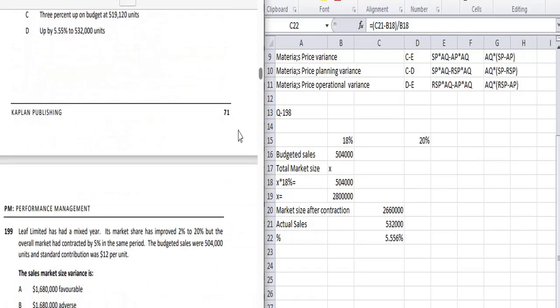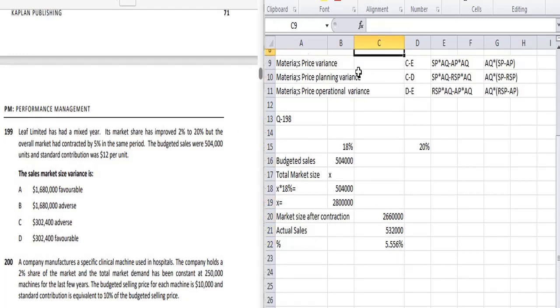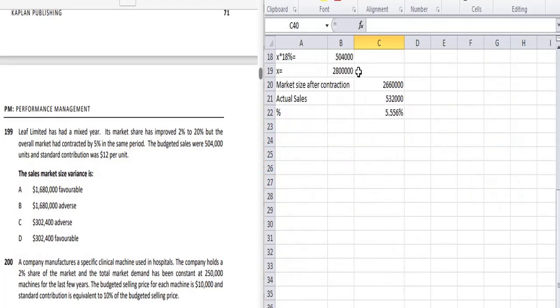Okay, so next question. The question is the same, but the requirement has been changed. What is the sales market size variance? For the sales market size variance, I will make a chart like I did for the materials. Now for sales we will make the same chart, but the denomination will be different. The question is number 199.